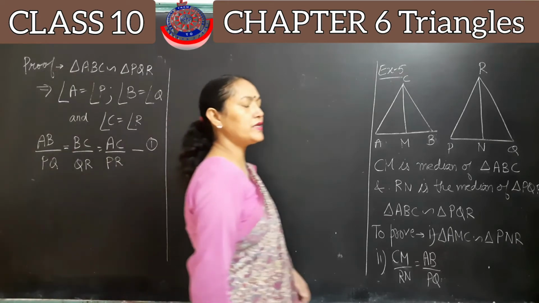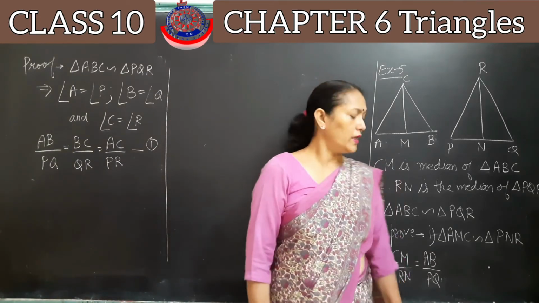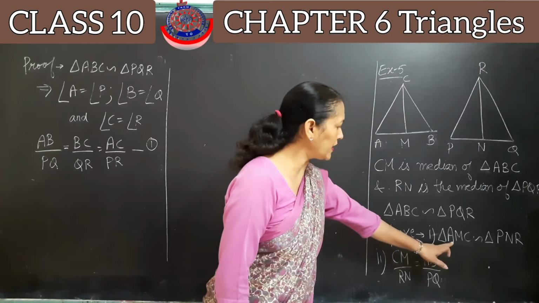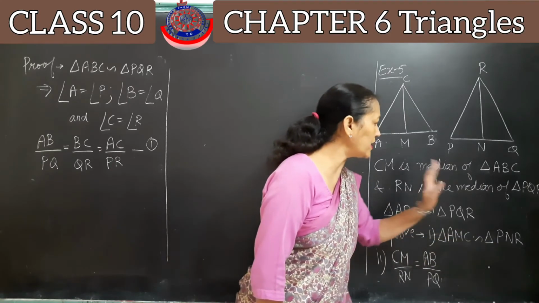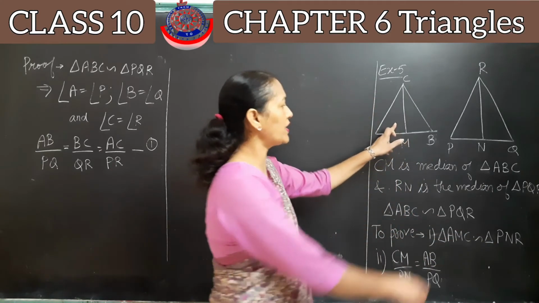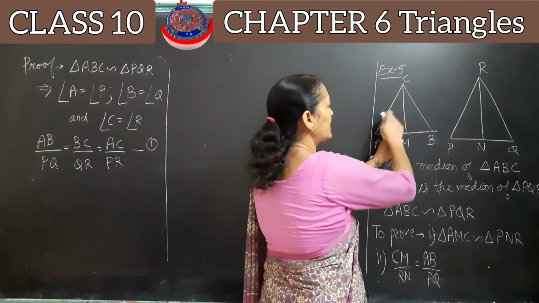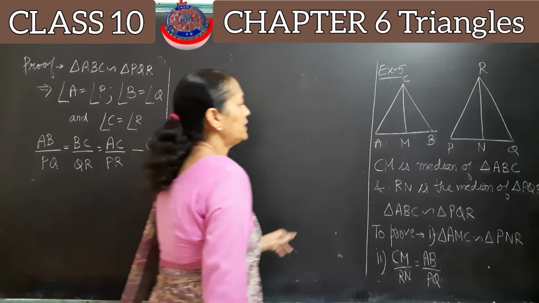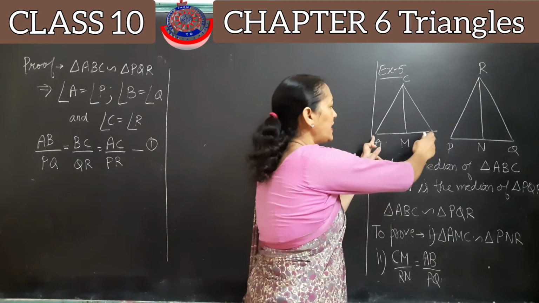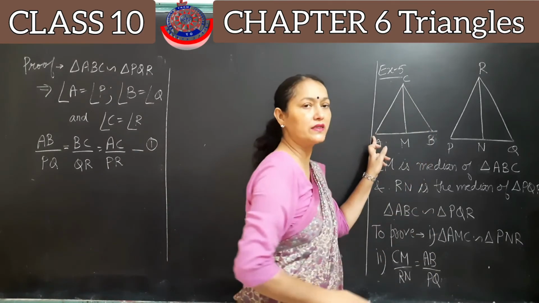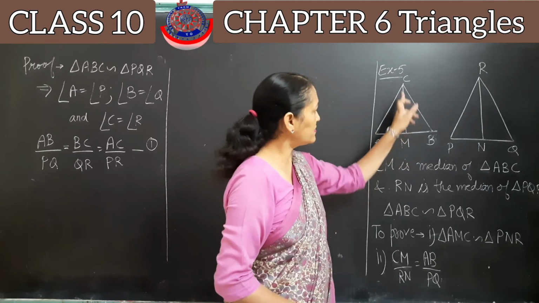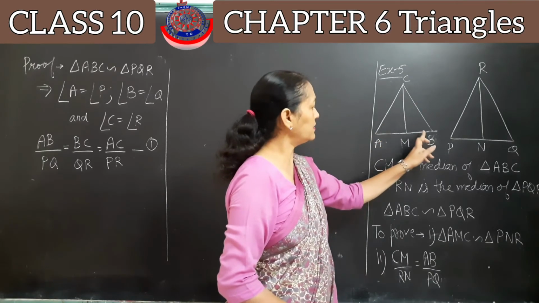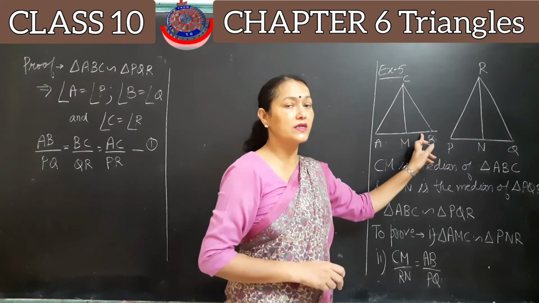So this information is already with us. If we want to prove that triangle AMC is similar to triangle PNR, that means we have to prove it in these triangles using the given sides and angles. Here, you can see that on the side AB, CM is the median. That means this median is dividing AB into two equal parts.